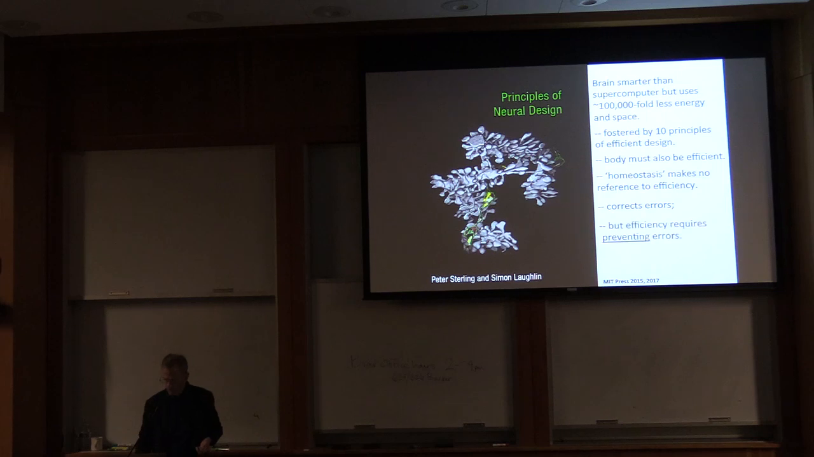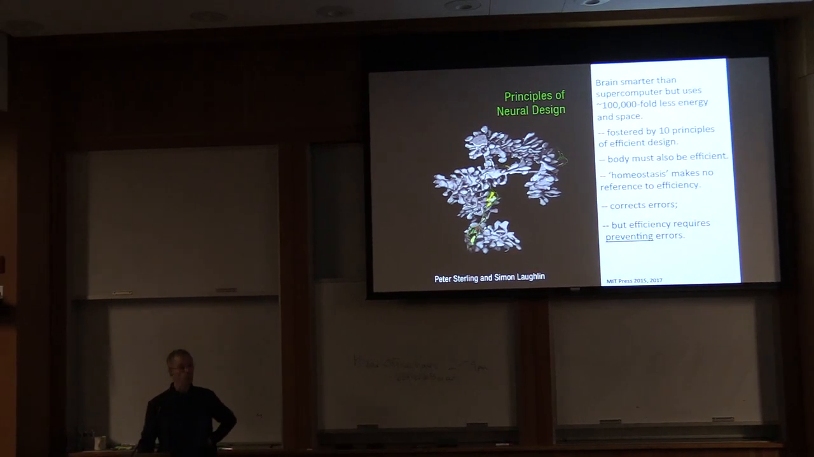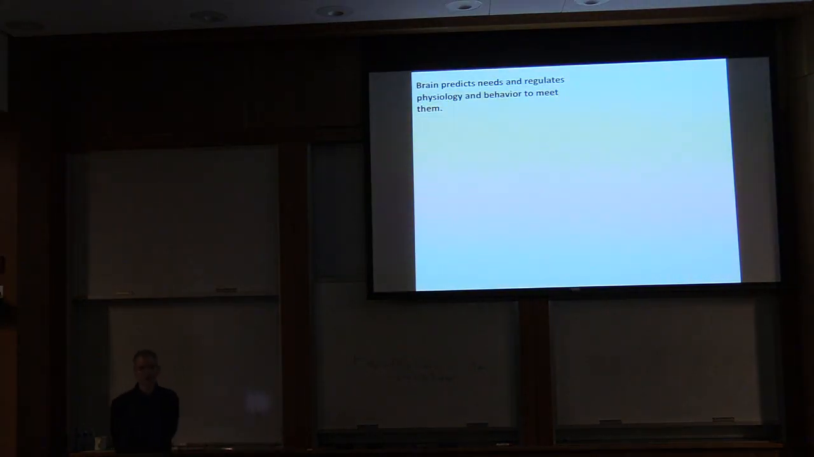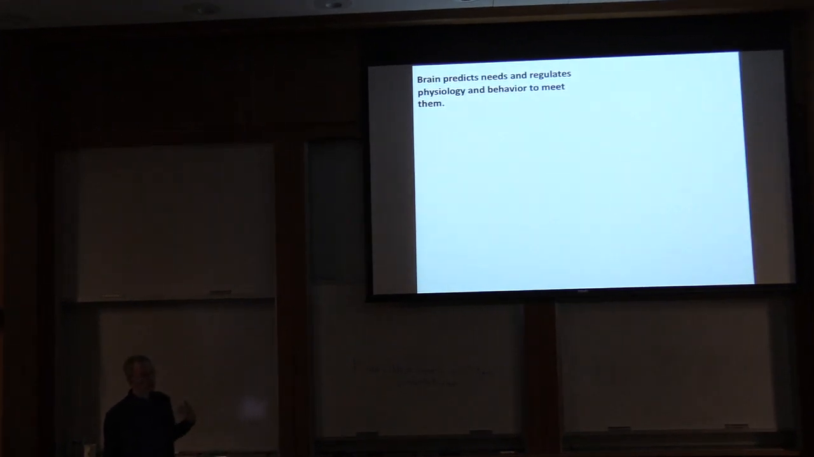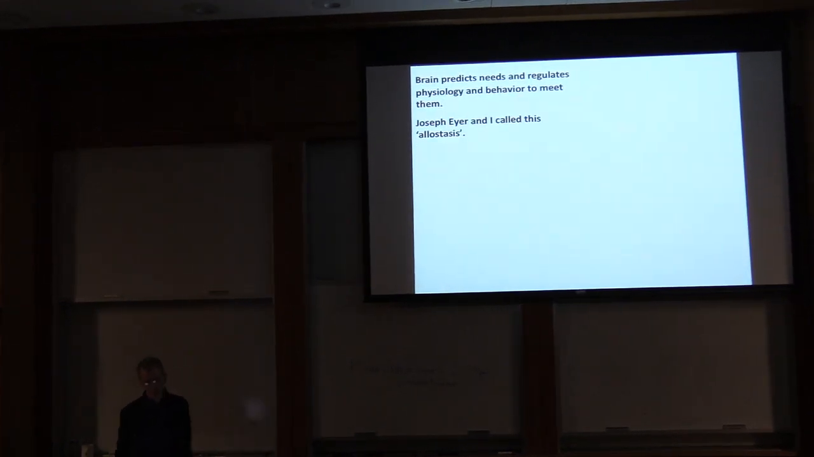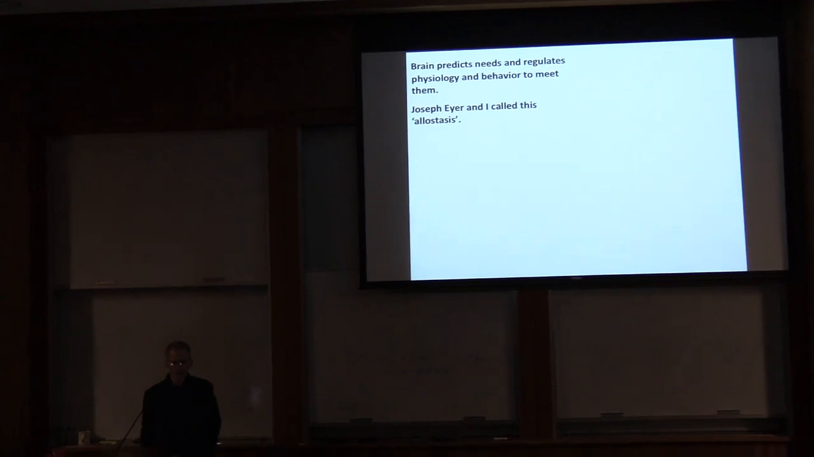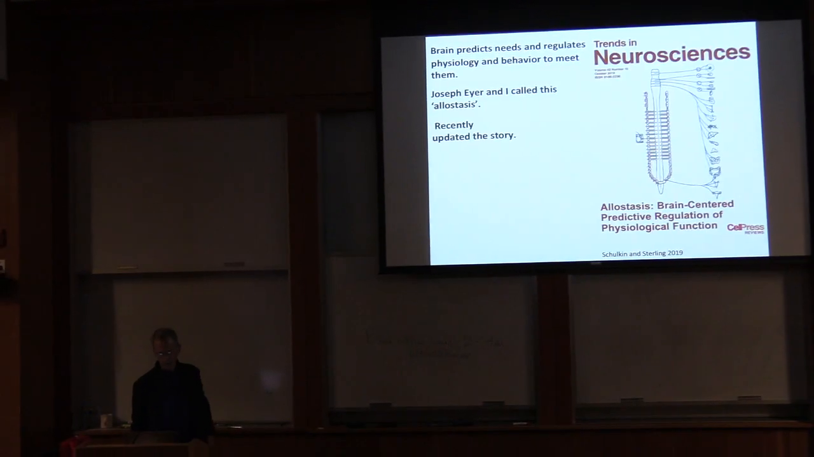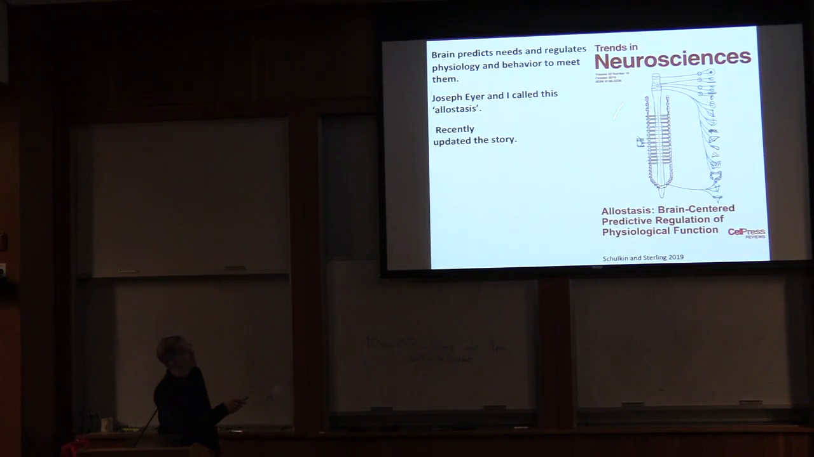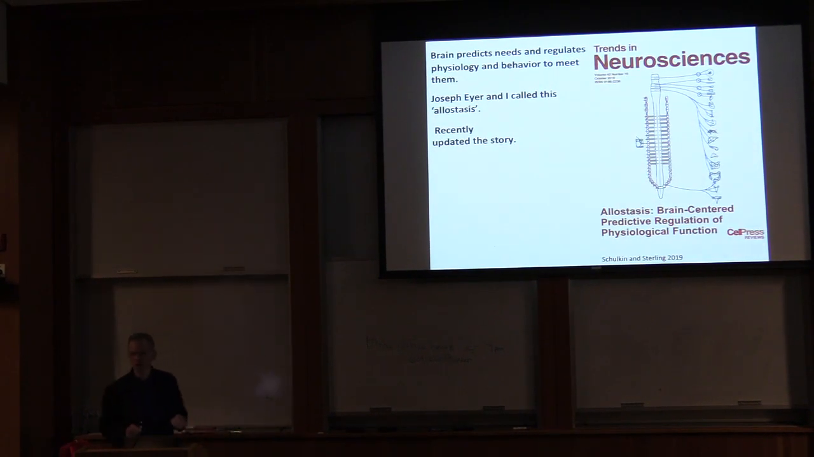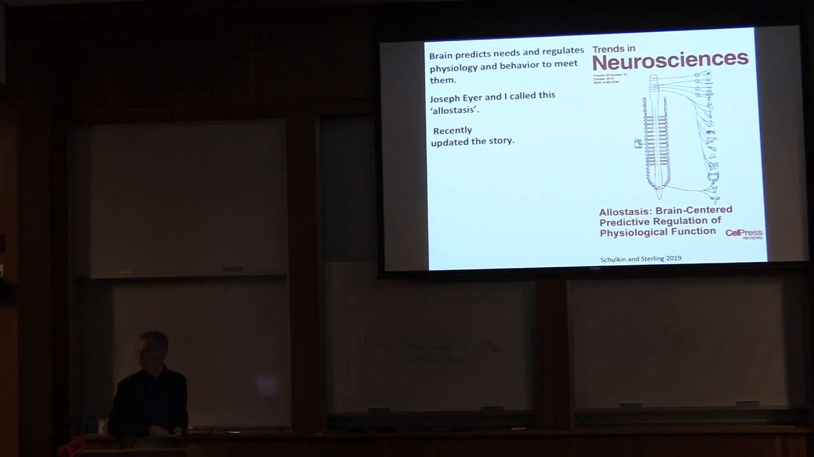So the way it works, basically, is that the brain predicts needs and regulates all of physiology and behavior to meet these needs. Joseph Ayer and I, quite a long time ago, called this allostasis. And more recently, I've updated the story with Jay Shulkin. And we finally made a Cell Press journal with this idea. This is from Trends in Neurosciences in October.